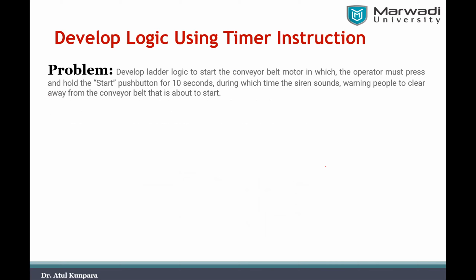So everyone, please just draw on your page the small ladder logic for this problem by using a timer. I'm reading out the problem definition here. Develop a ladder logic to start the conveyor belt motor in which the operator must press and hold the start push button for 10 seconds, during which time the siren also should give sounds so that it will be a warning for the people to clear or get away from the conveyor belt that is just about to start. Am I making the problem definition clear to everyone?